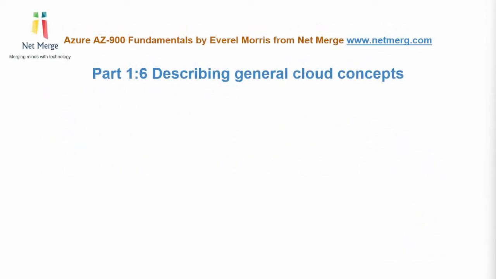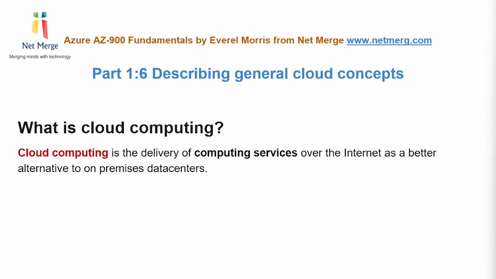So let's move on. We're going to be describing the first chapter, describing general cloud concepts. Let's get right into it. What is cloud computing? That is what we are talking about. Well, cloud computing is a delivery of computing services over the internet as a better alternative to an on-premises data center. So it's delivering computer services over the internet in a nutshell.